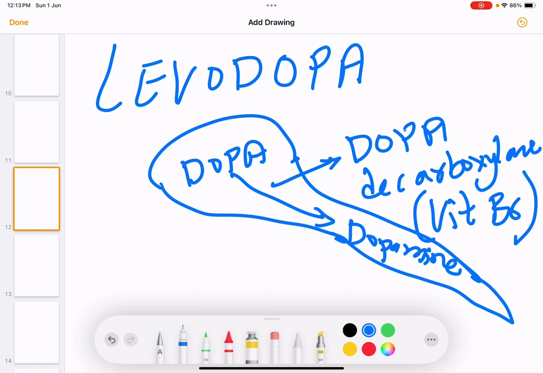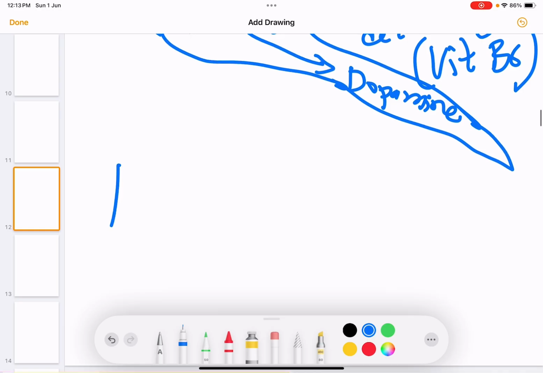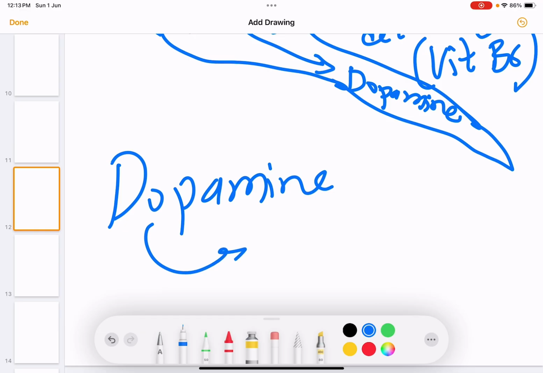Now why can't we use dopamine directly for Parkinson's disease? Because dopamine doesn't cross the blood-brain barrier. This dopamine can't cross the blood-brain barrier.